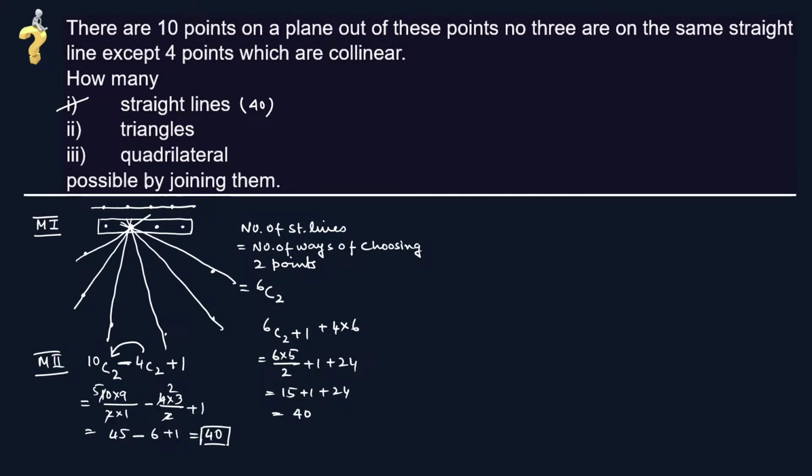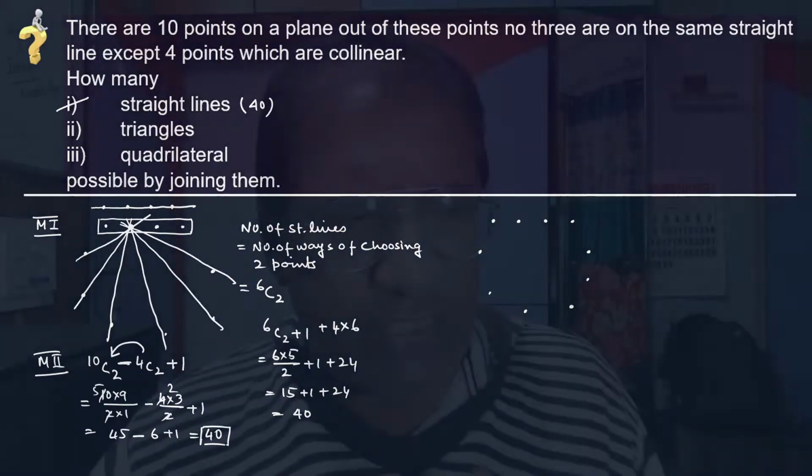Now, next question is, how many triangles can be formed? Again, very interesting. I will use method 2 here. Well, these 4 points are collinear. Now, the other 6 points are not collinear. So let us assume that no points are collinear in the system. So 10 points are available to us. Now, how many triangles can be formed by taking all those 10 points?